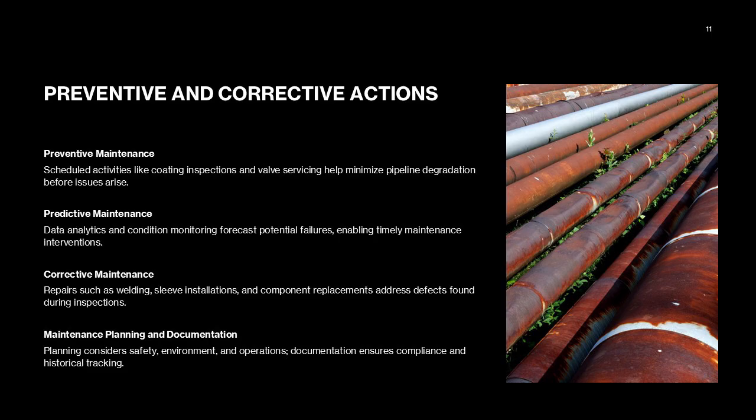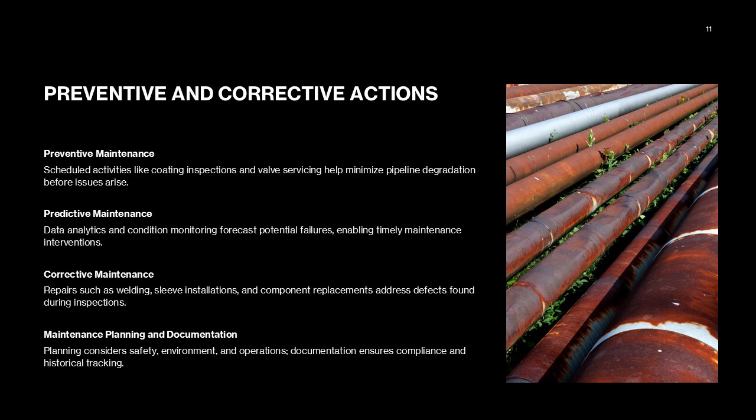Preventive and corrective actions, maintenance and repair strategies. Maintenance strategies in pipeline integrity management encompass preventive, predictive, and corrective actions. Preventive maintenance involves scheduled activities such as coating inspections, cathodic protection checks, and valve servicing to minimize degradation.